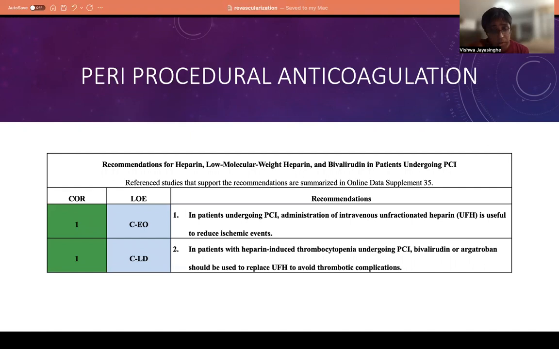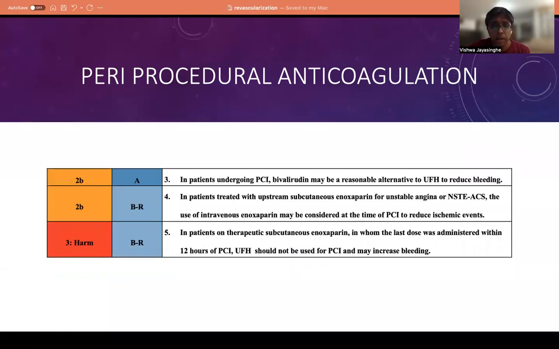And then this is also an important aspect, periprocedural anticoagulation. In patients undergoing PCI, unfractionated heparin has a class 1 recommendation. And also, if the patient had an NSTEMI and the patient is on enoxaparin, then peri-procedurally, rather than heparin, they ask to consider IV enoxaparin.